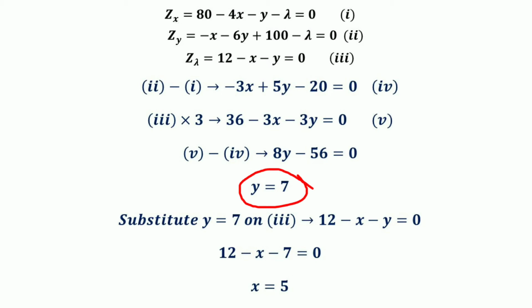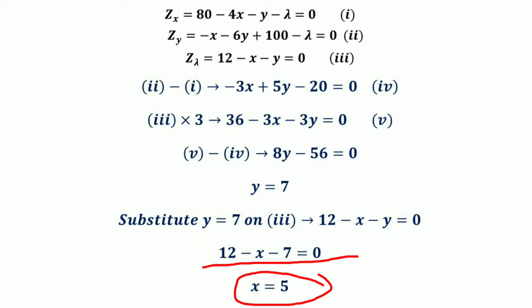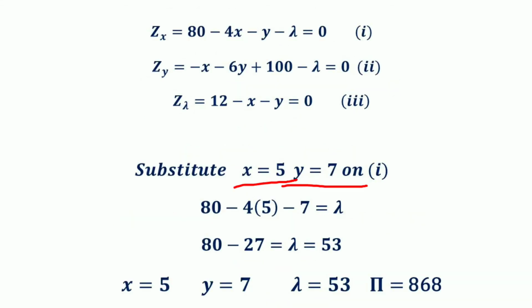Once we get the value of y is equal to 7, substitute it in equation number 3, that is 12 minus x minus y is equal to 0. Substitute y is equal to 7 here, then x will become 5. Once we have x is equal to 5 and y is equal to 7, substitute these values in equation number 1, that is 80 minus 4x minus y minus lambda is equal to 0. Here we solve this equation for lambda by substituting the values of x and y, then lambda will become 53.